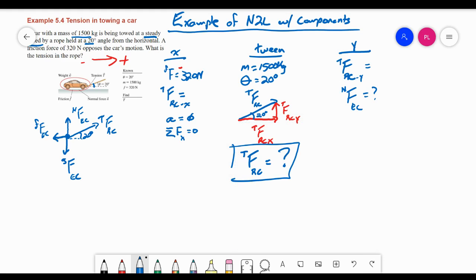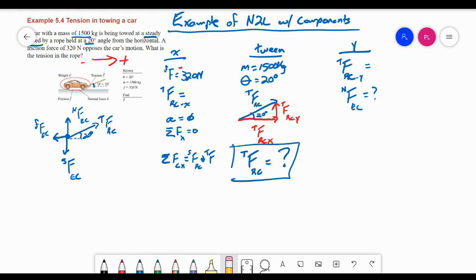Get rid of that. I can say the sum of the forces on the car in the x direction are this frictional force and the x component of tension. So I can say it's frictional force, rope on car, plus tension force. Oops, sorry, rope on car.